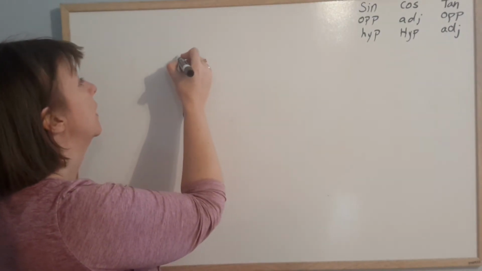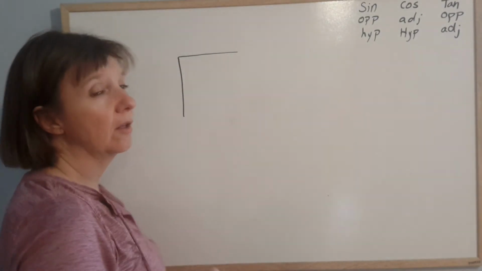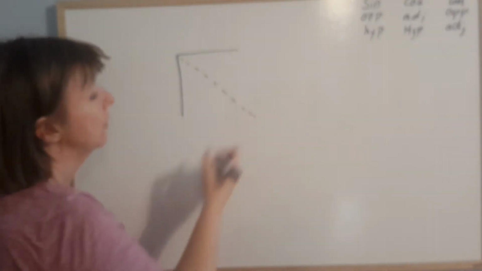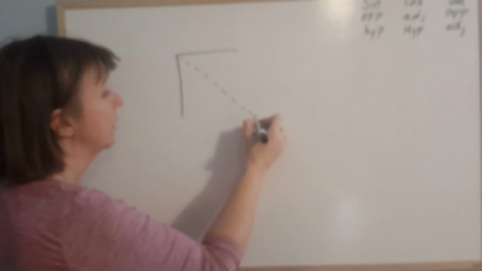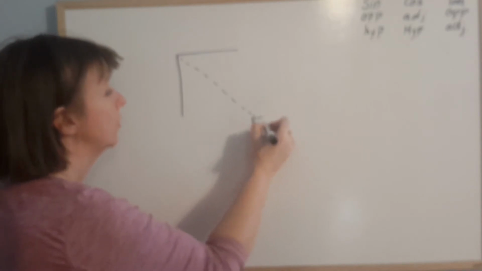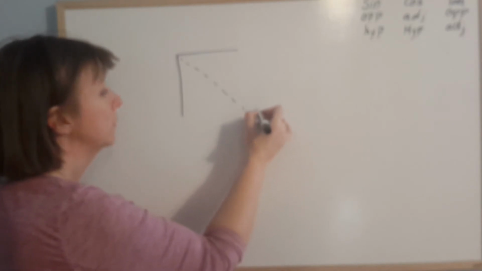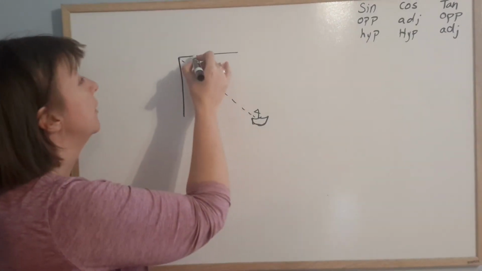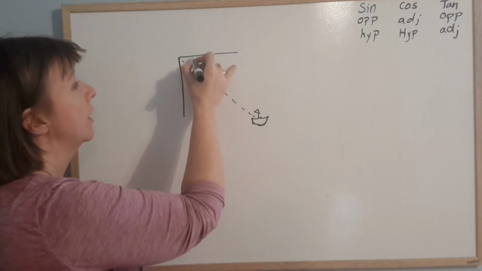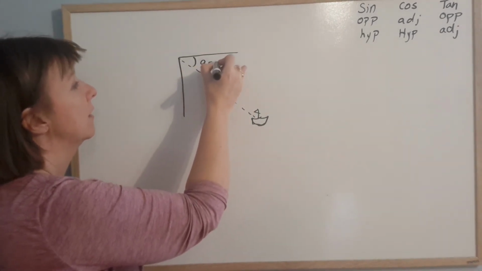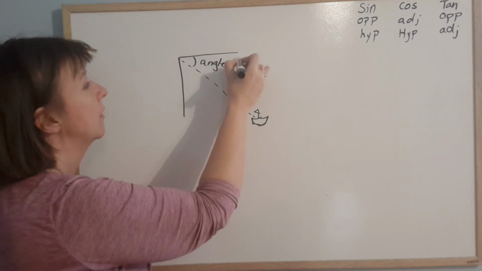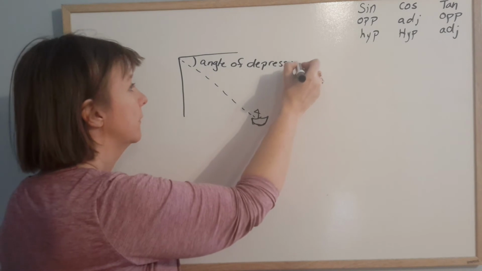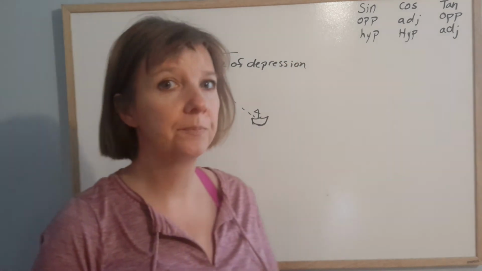So here's the cliff. If I look straight out, that's obviously 90 degrees. But if I look down, so there's like a little boat here. We all know how good my drawings are. There's my little boat. So I look down at the little boat in the water. The difference between me looking straight out and me looking down, that is the angle of depression.